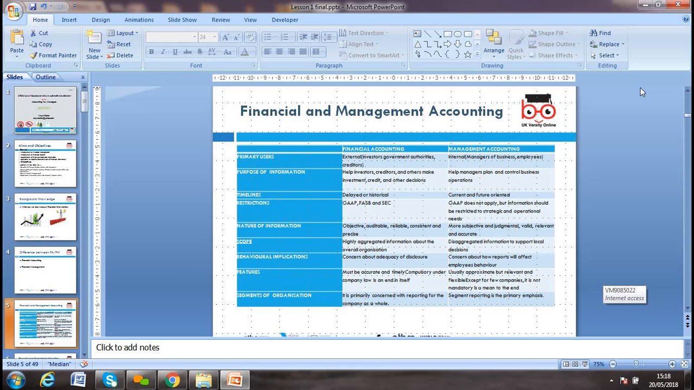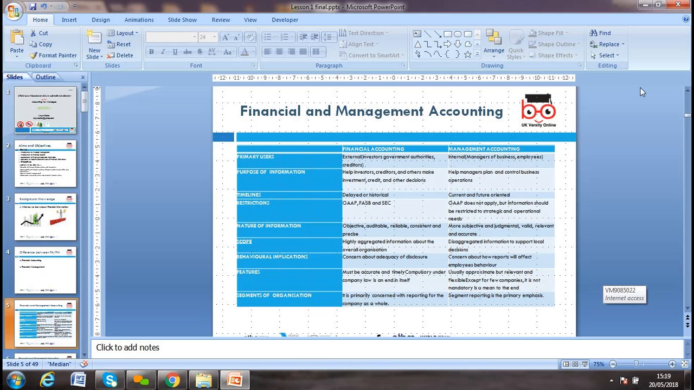Purpose of the information: the financial statements help investors, creditors, and others make investment decisions. Management accounting helps managers to plan and control the business operation. Timeline: financial information is normally delayed or historical, but management accounting is normally current and future oriented.